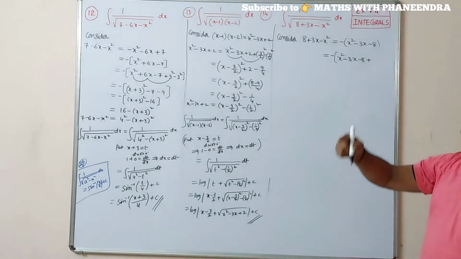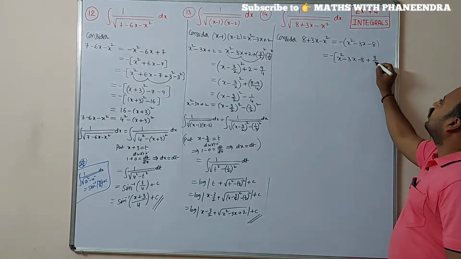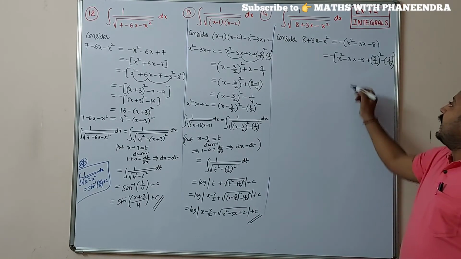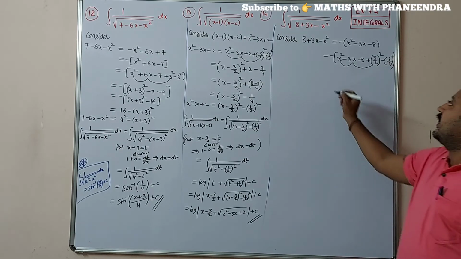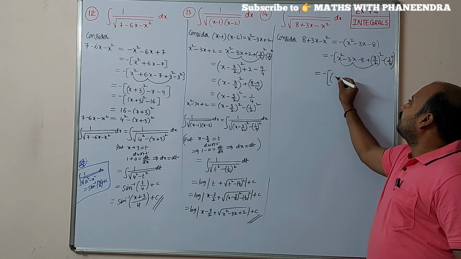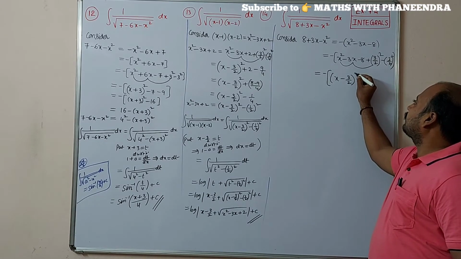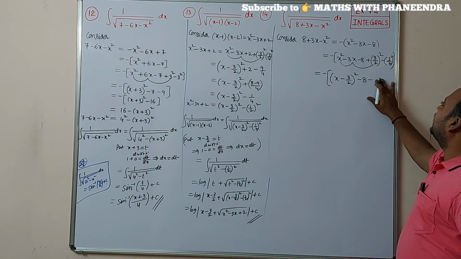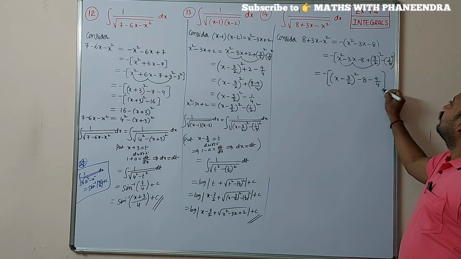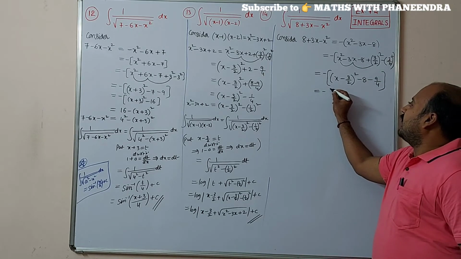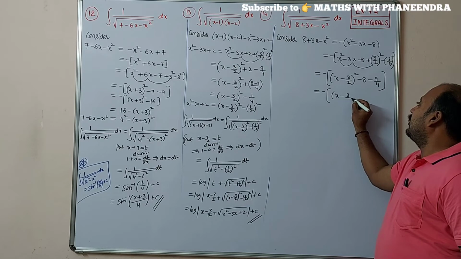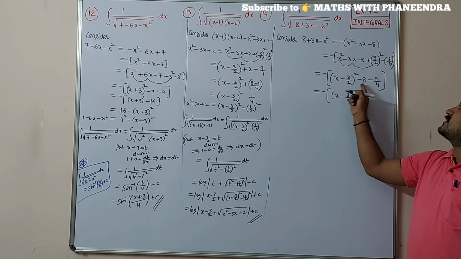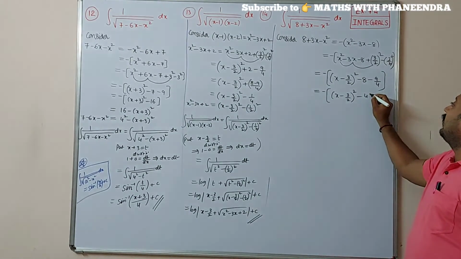X coefficient is how much? 3. So half of that is 3 by 2, 3 by 2 whole square, we are adding and subtracting. x square minus 3x plus 3 by 2 whole square, which is equal to minus of x minus 3 by 2 whole square, minus 8 minus 3 by 2 whole square, that means minus 9 by 4, which is equal to minus of x minus 3 by 2 whole square, 8 into 4, 32, minus 32 minus 9, minus 41 divided by 4.